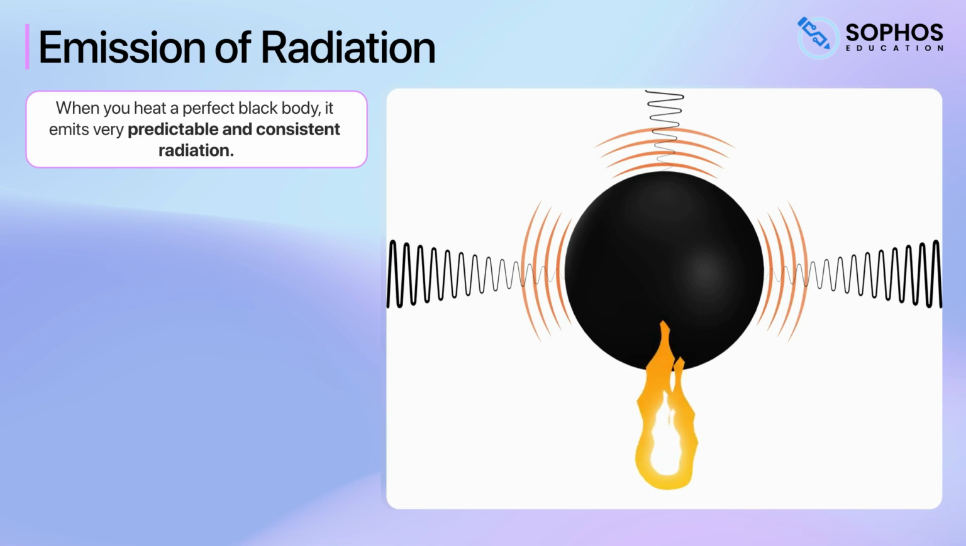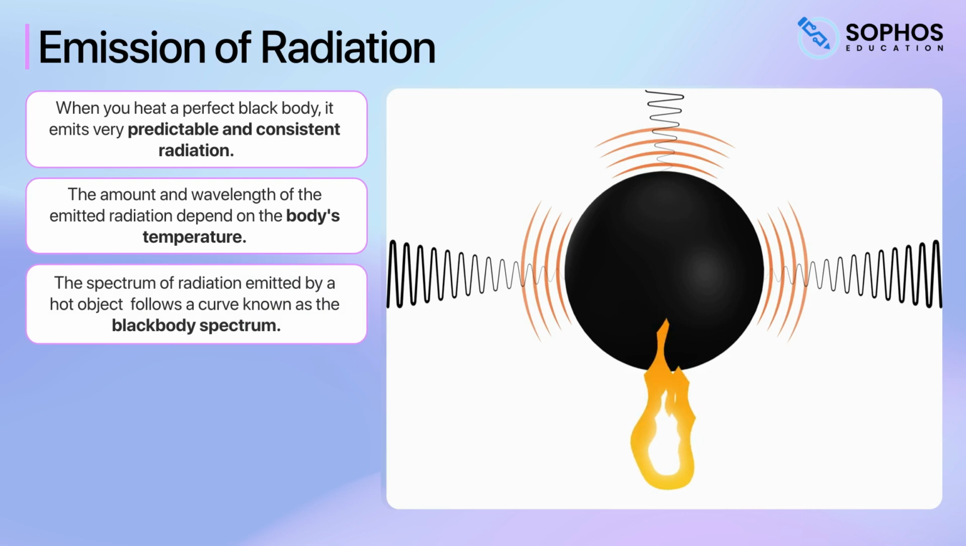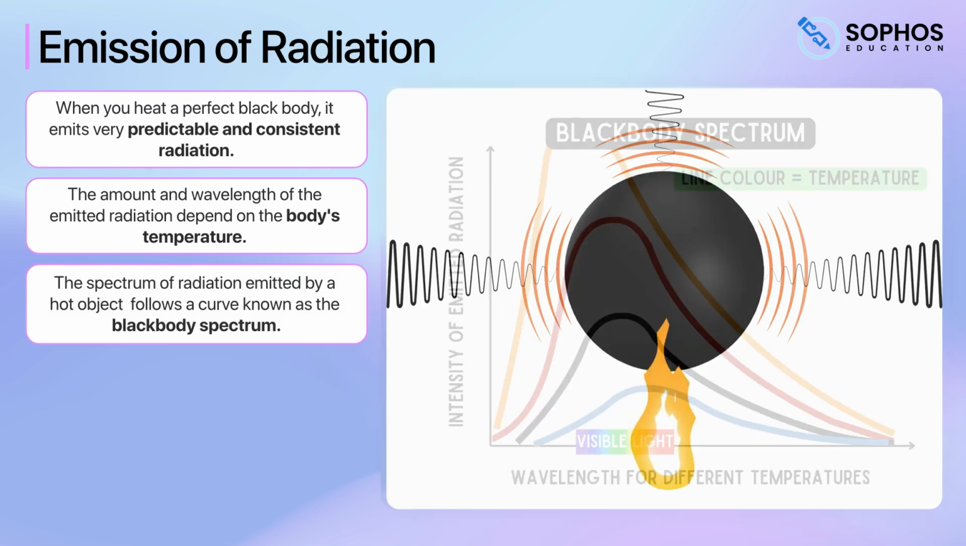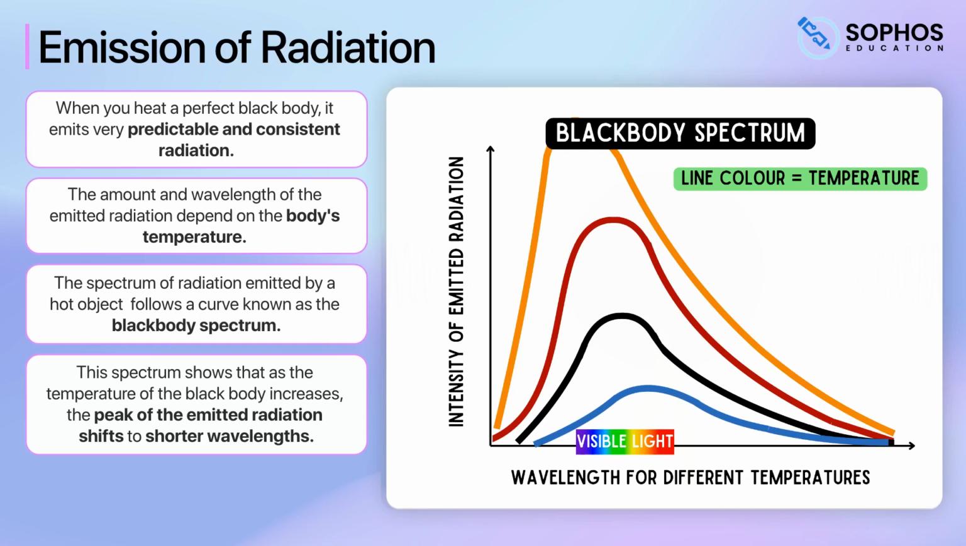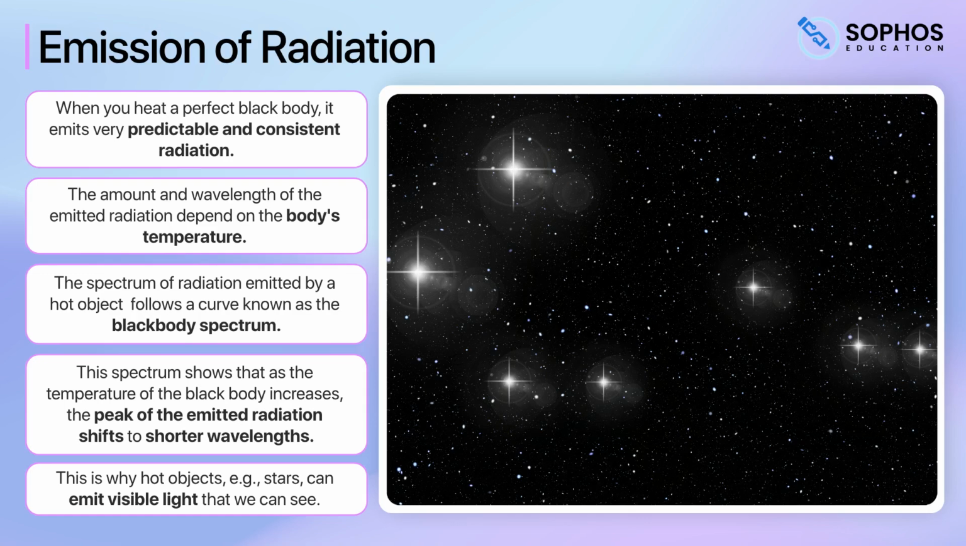When you heat a perfect black body, it emits very predictable and consistent radiation. The amount and wavelength of the emitted radiation depend on the body's temperature. For example, when you look at the spectrum of the radiation emitted by a hot object, it follows a curve known as the black body spectrum. This spectrum shows that as the temperature of the black body increases, the peak of the emitted radiation shifts to shorter wavelengths. This is why hot objects, like stars, can emit visible light that we can see.